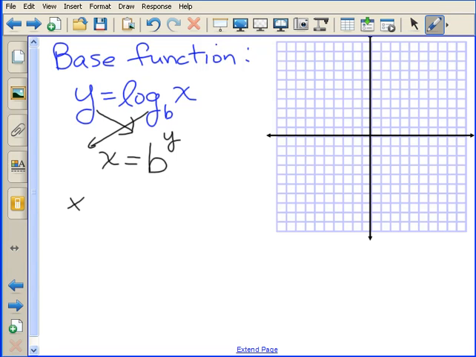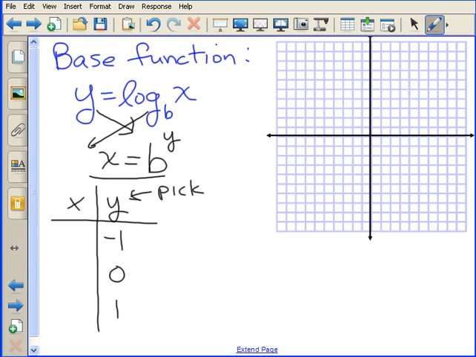So if I make a table of values, when we do log functions, we're going to pick the y's. And good values to pick are going to be -1, 0, and 1. To calculate x, we can use our formula, x equals b to the y. So this is going to be b to the negative first power, which is 1 over b, a fraction. This would be b to the 0 power, which is 1. And b to the first power would be b, whatever b happens to be.